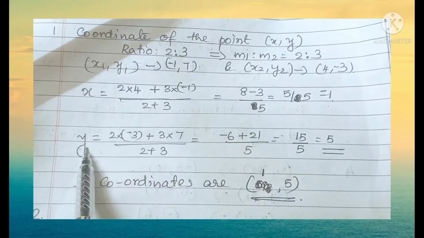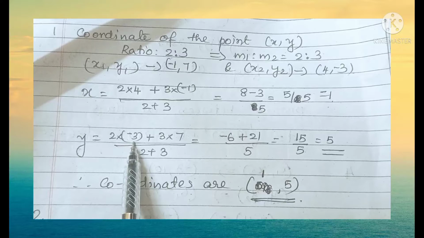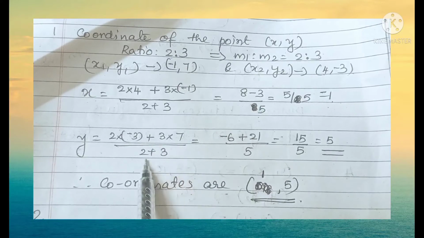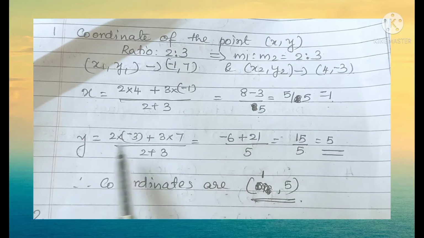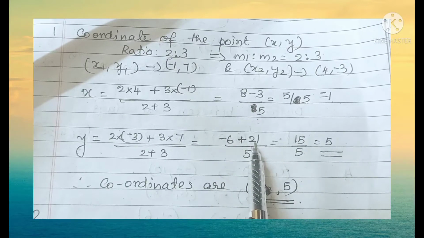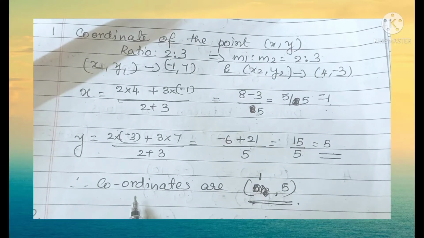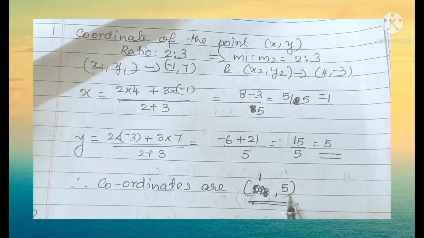Then find the value of y, that is y coordinate. We want to substitute (m1y2 + m2y1) by (m1 + m2). 2 into -3, that is -6. 3 into 7, 21 by 5. So it is 15 by 5 is equal to 3. Therefore coordinates are 1, 3.